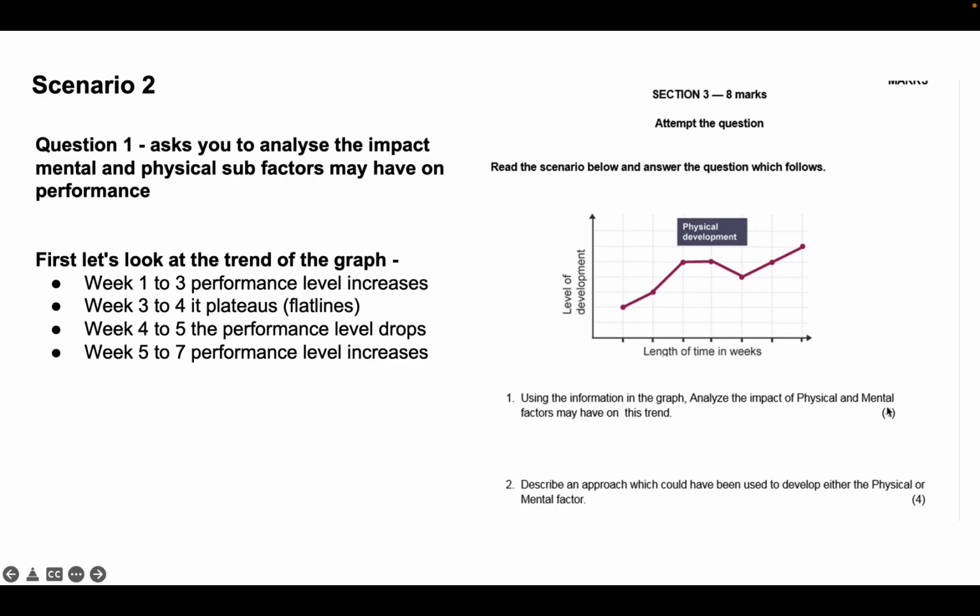And it's worth 4 marks, so we need to give 4 examples. What I would try and do here is give 2 from the physical factor and 2 from the mental factor. But first, let's look at the trend of the graph.